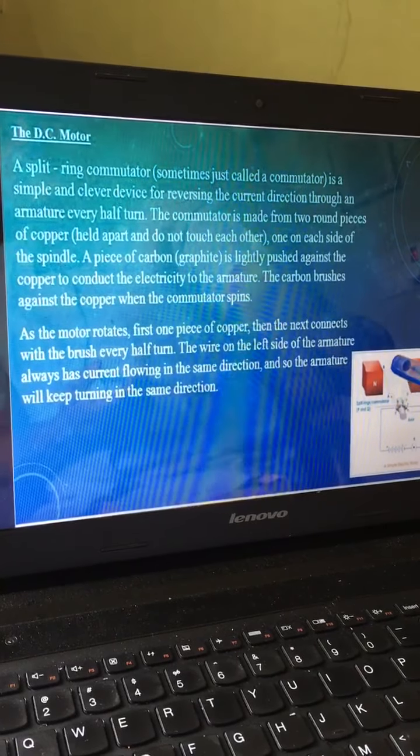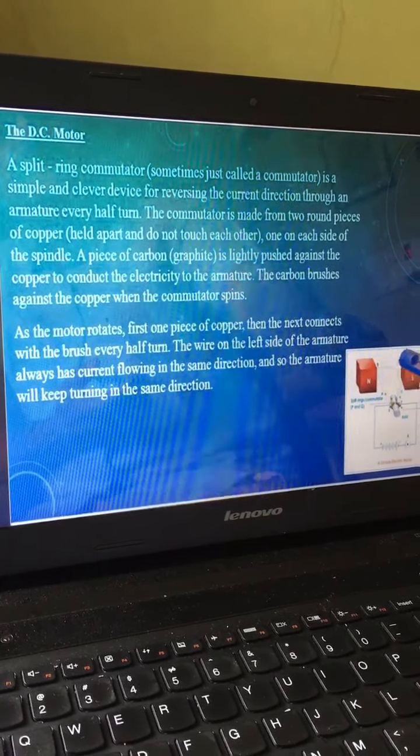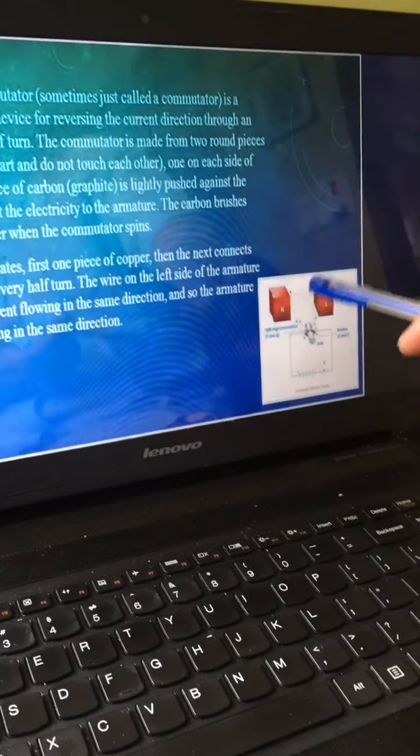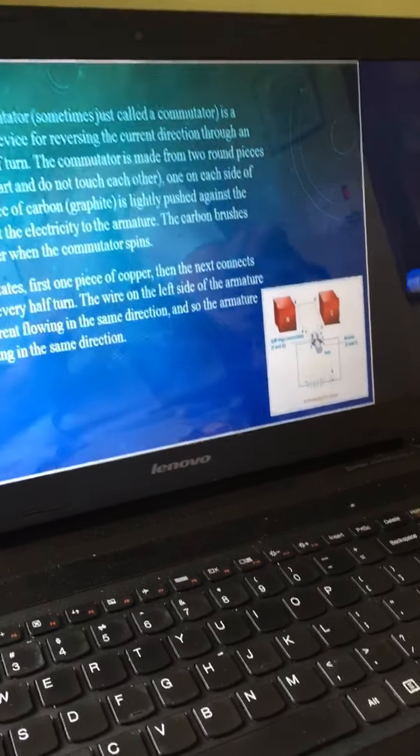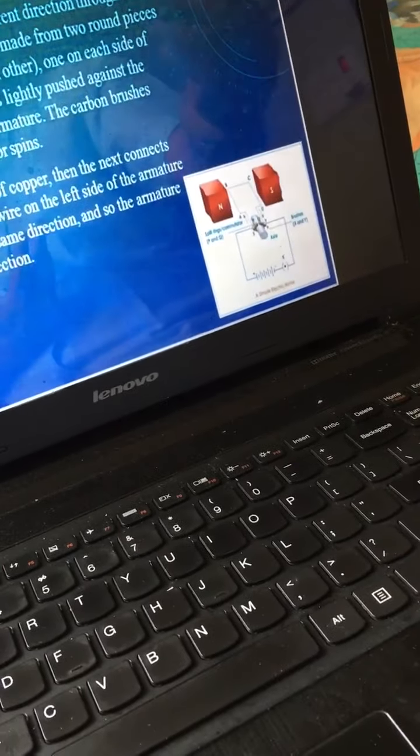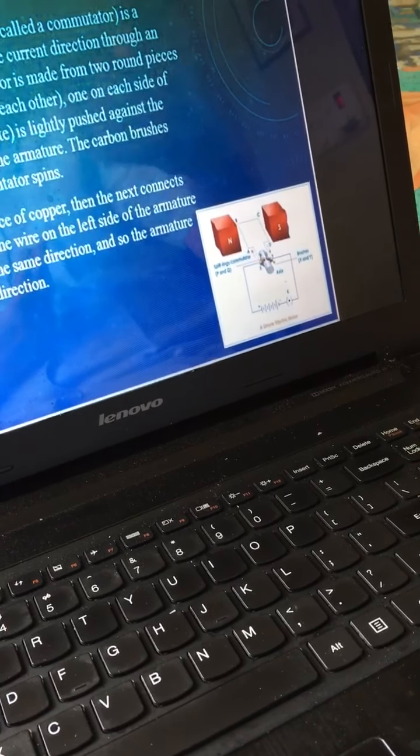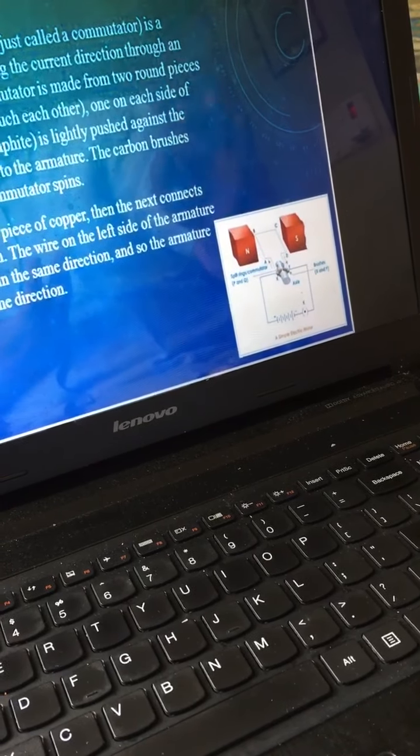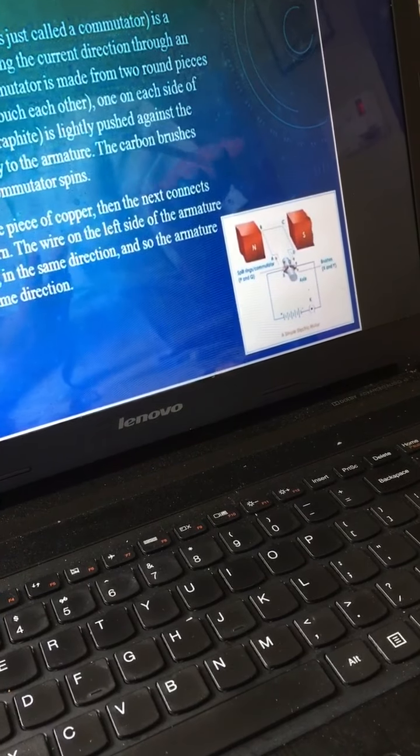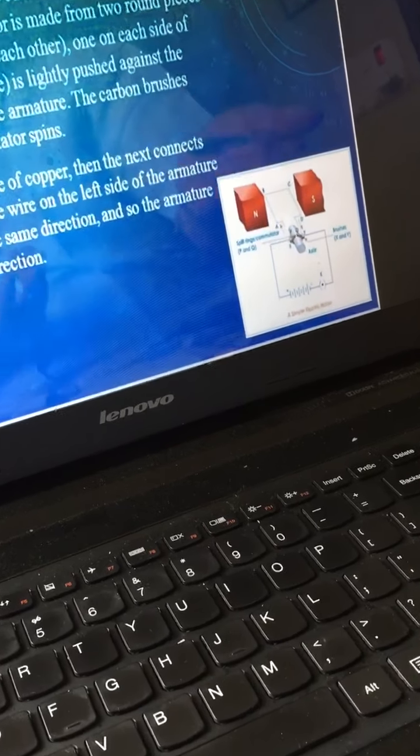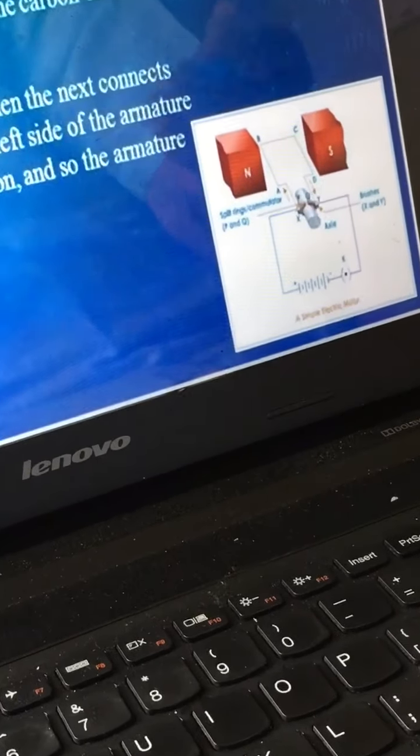When a current carrying wire is placed in a magnetic field, it experiences a force, and due to that the armature rotates, and due to rotation of the armature, electrical energy is converted to mechanical energy, and so we are able to do a lot of mechanical work. This is how the electric motor works and how it is used.